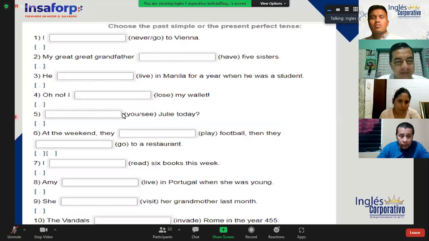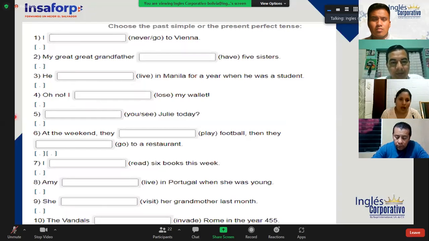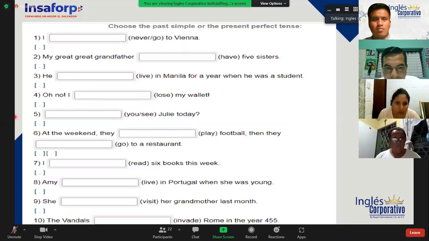Pero entonces ahí utilizaríamos el auxiliar have. Ah, present perfect. I have. Yes. I have. I read. He sería has, no, sería have, sí. I have read 6 books this week.